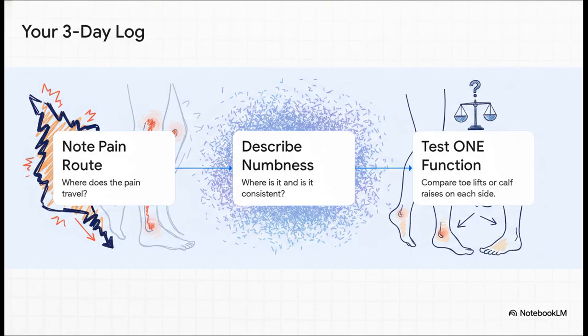A couple times a day, just make a quick note. Number 1, where's the pain traveling today? Number 2, what's going on with any numbness or tingling? And number 3, the most important one, test one function, just one. Do your big toe lifts or try a single leg calf raise, and just note how it feels compared to your good side. That's it.